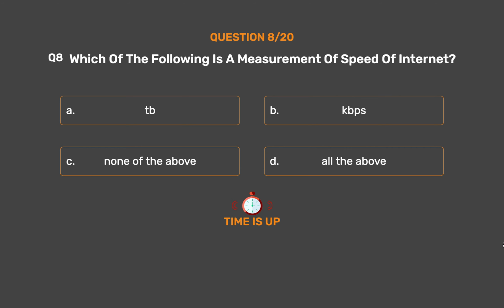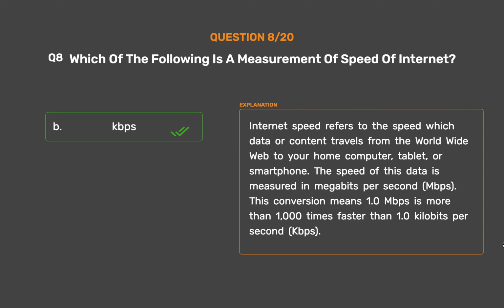The correct answer is Option B, kbps. Internet speed refers to the speed at which data or content travels from the World Wide Web to your home computer, tablet, or smartphone. The speed of this data is measured in megabits per second, Mbps. This conversion means 1.0 megabits per second is more than 1000 times faster than 1.0 kilobits per second, kbps.